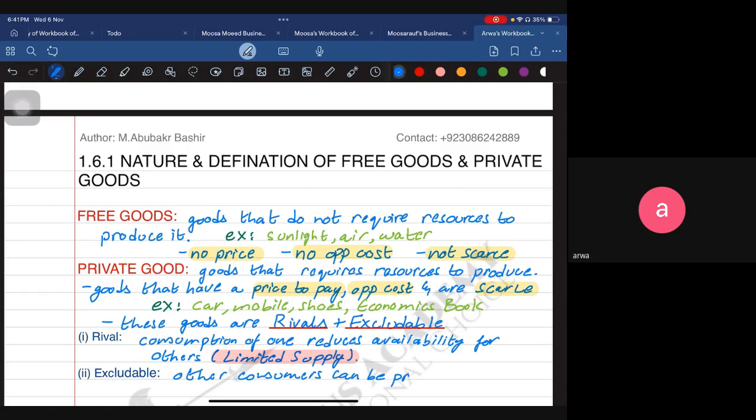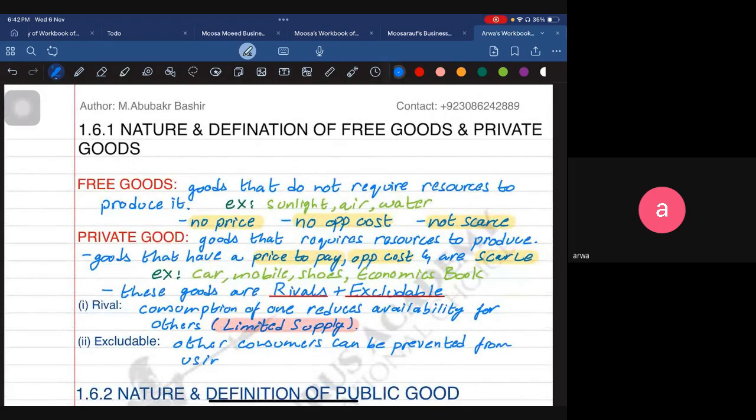can be prevented from using it. And the reason being affordability, right? So the point here is the affordability that we are looking for. So these two points are very important.